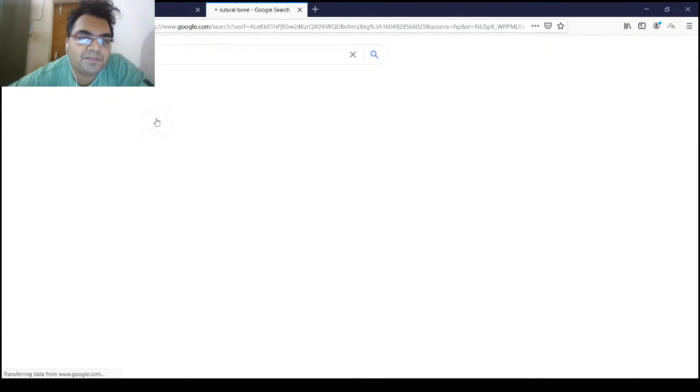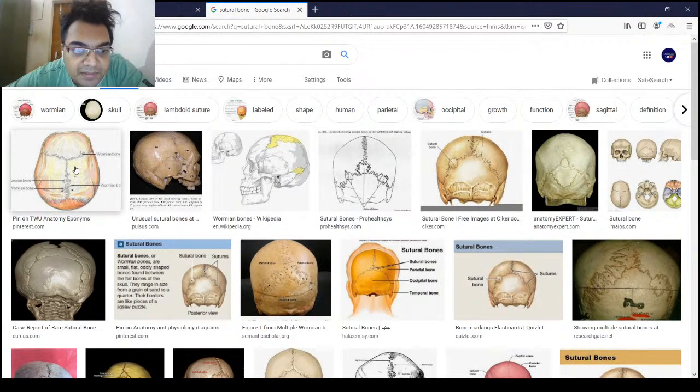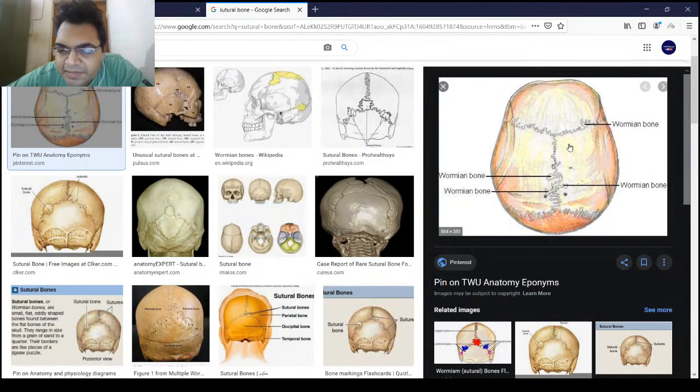Sutural bone. So this is how a sutural bone looks like. You can just tap on an image. So sutural bone is also known as a Wormian bone. You can see in the image only. They are small, flat, and very oddly shaped. They are found between the flat bones of the skull. So that is their location. They range in size from a grain of sand to a quarter, and their borders are like a jigsaw puzzle. So this is how they look. That is a sutural bone.